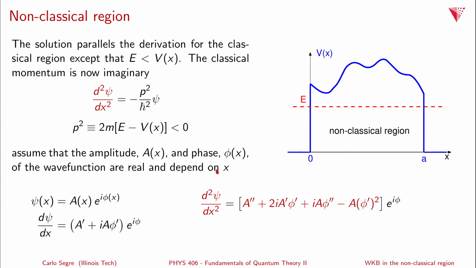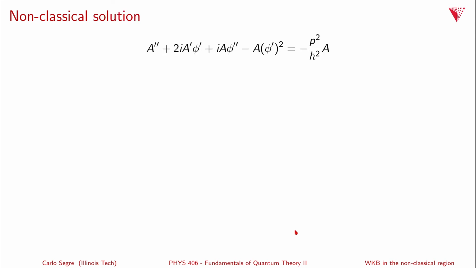We take this, put on the right side my momentum squared, so I get minus p squared over h bar squared A times e to the i phi. Again, we can cancel the e to the i phi, and we get an equation which we now have to solve. But this equation contains real and imaginary components, and they can be split off. So this is the same equation we've had before, with the exception that we've hidden the fact that V is bigger than E, so that the momentum squared is negative. But that will come in shortly.